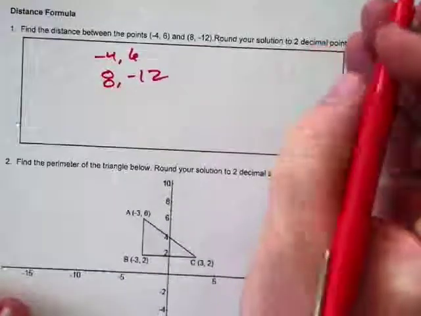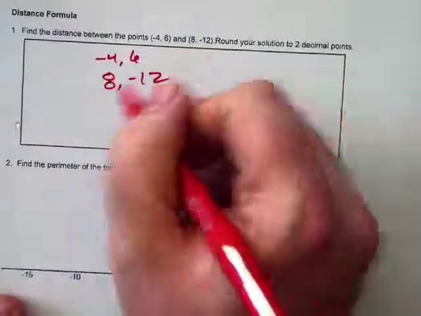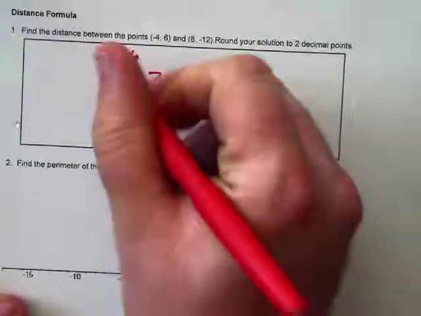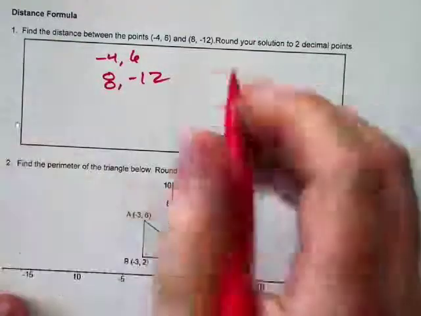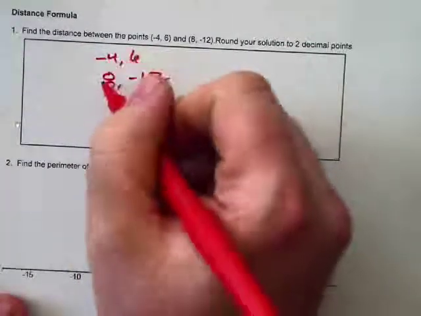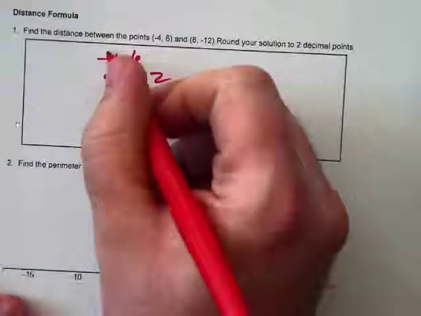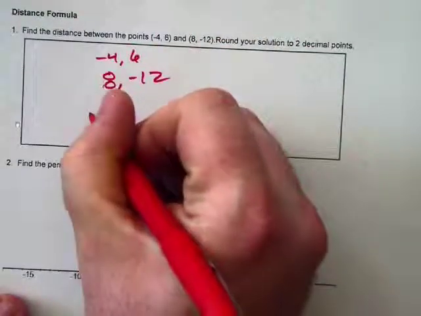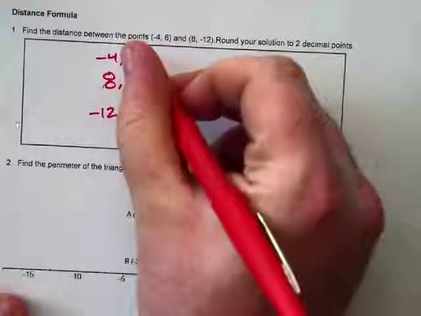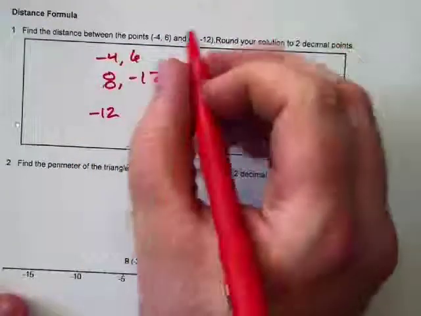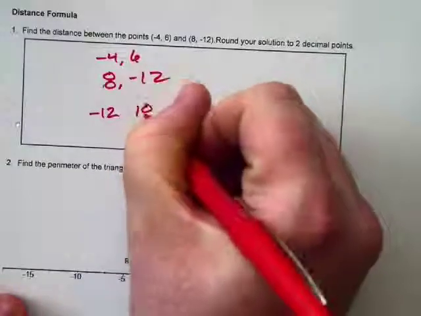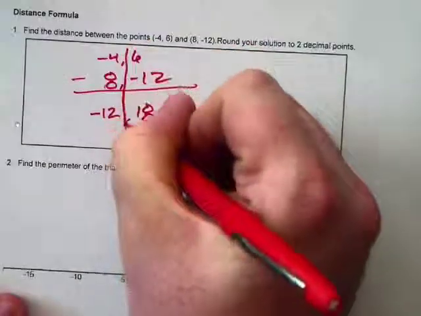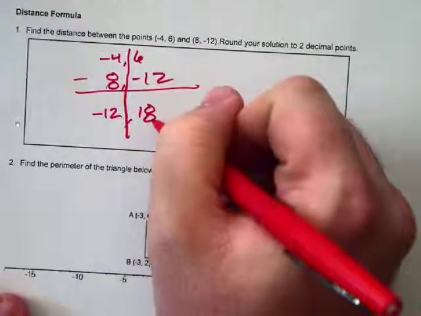Now if we put the points on top of each other, that really helps us out a lot. Let's find the difference between each point. Difference means subtract, so we're going to minus the two. -4 minus 8 is -12, and 6 minus -12 is 18. So all I'm doing is subtracting them and getting these answers.